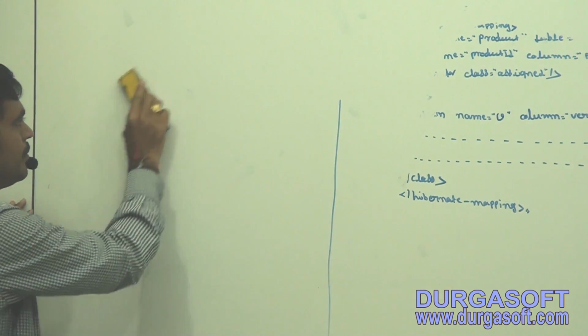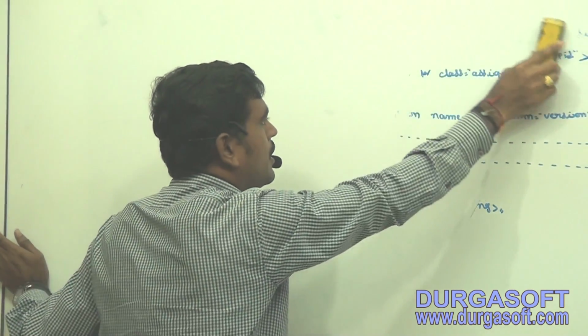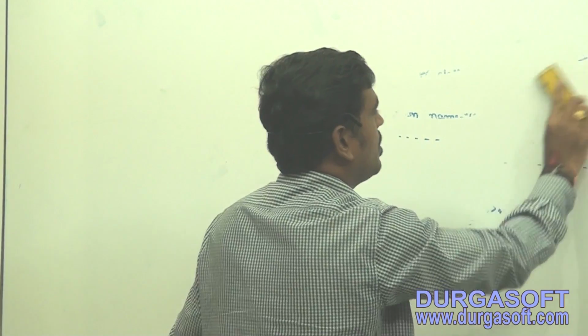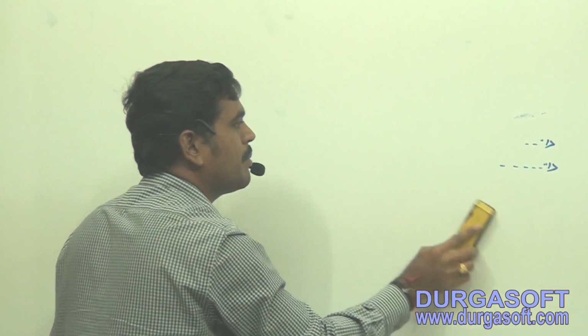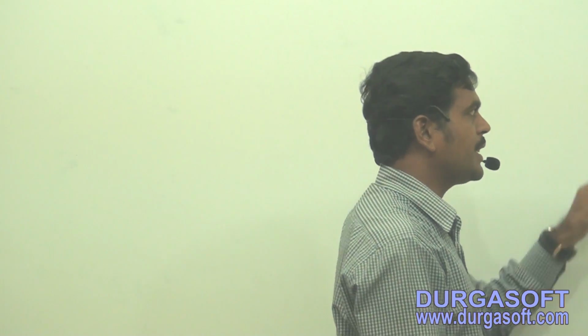Timestamp concept. Whenever we are using the versioning concept, we are going to see only the version number. But we are not finding the date and time. If we want to store the date and time along with our record, along with our object, we have to go for what? The timestamp concept. Okay, we have to go for the timestamp concept.